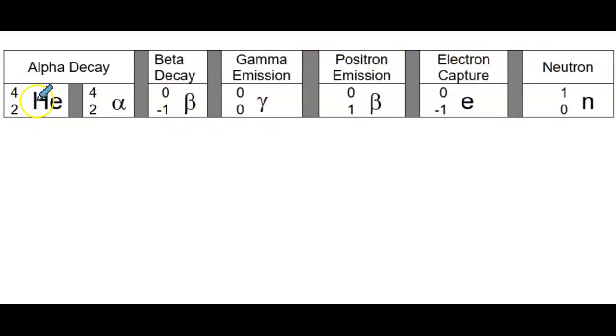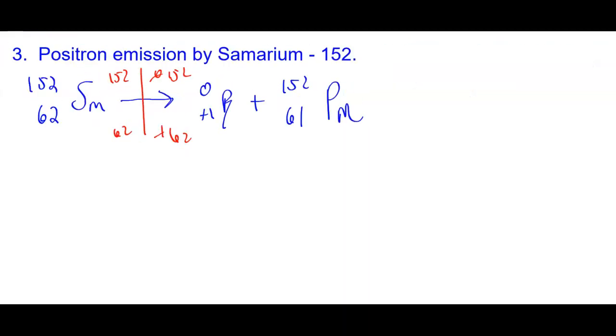Okay, and if it has a 4,2He, you know it's alpha. That's kind of how you got to think about it. So 0 on bottom makes it a neutron, 1 on top. So let's go back to that.